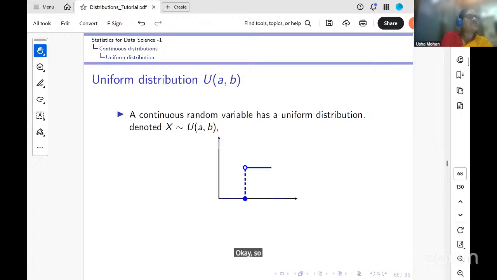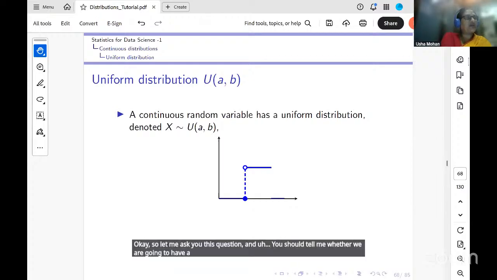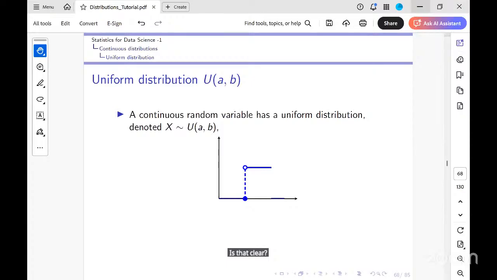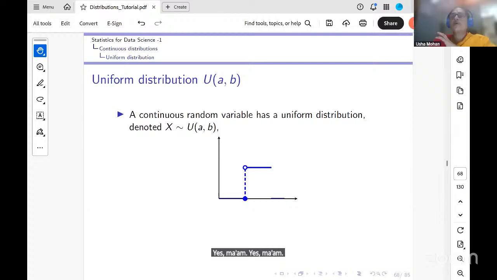Okay. So let me ask you this question, and you should tell me whether we are going to have a binomial or a Poisson. Suppose I have a company that is selling clothes. Is that clear? Yes, ma'am. Just listen to the problem. I'm having a company that is selling clothes.